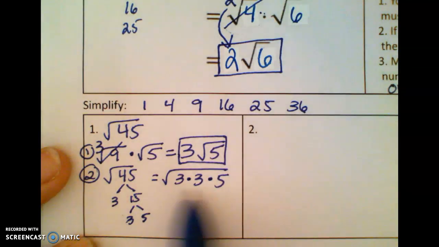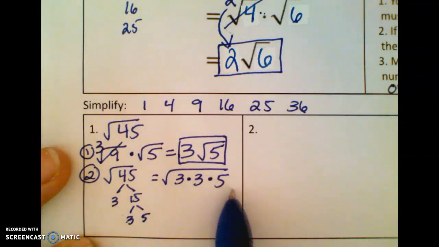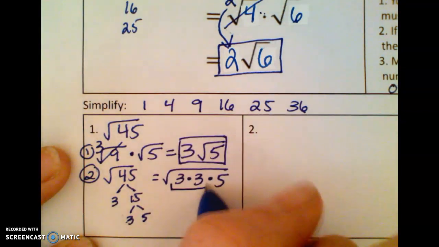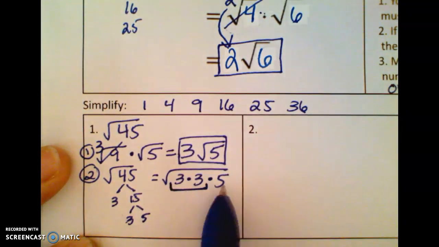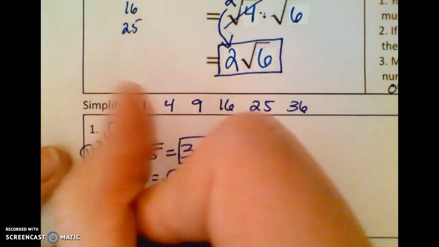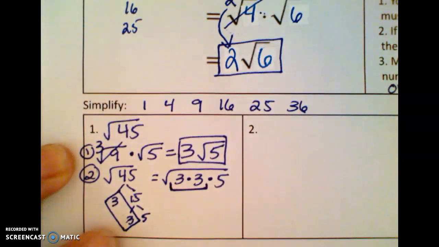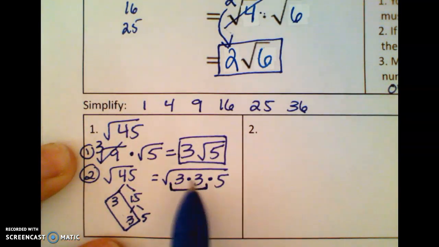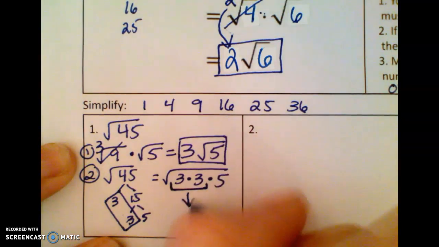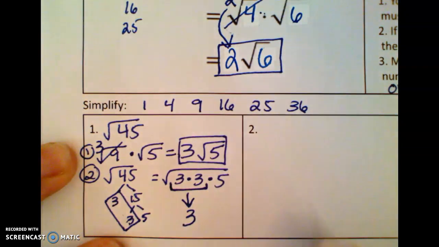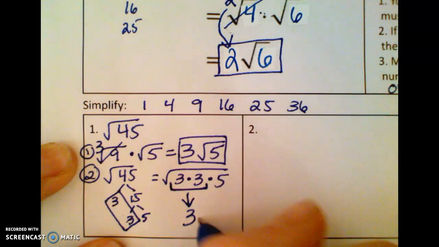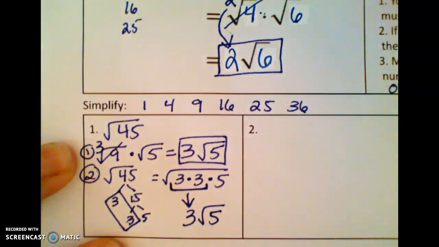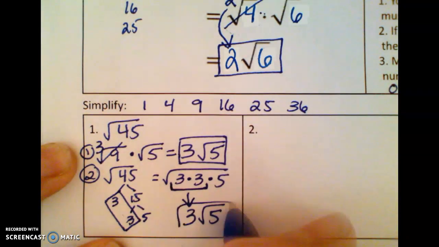So what pair of animals do we have? Can we pair 3 and 5? No, those are different animals. We can pair 3 and 3. If you don't want to rewrite them, what I would do is just draw a box or a circle around the animals that you pair. So you can see these are paired, 5 is left over. Well, I have a pair of 3s, so I'm going to bring out that 3. That 5 has no one to go with, so we leave the 5 in the root. So our answer is 3 root 5.